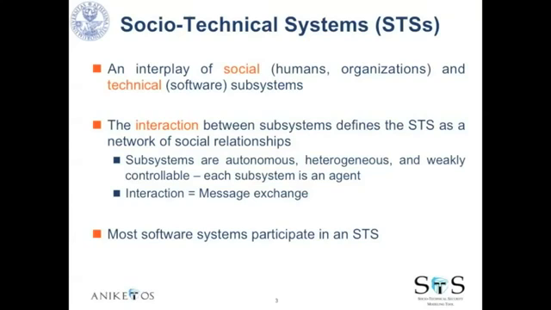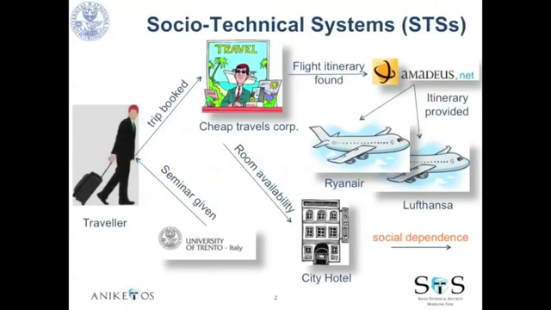But the problem is that in this kind of setting, the subsystems are actually autonomous. They're all independent and different and weakly controllable. So actually, when the traveler is interacting with the travel agency service, he doesn't really know what kind of flights it will get from it, if it will actually get the cheapest. So it might need to specify what it expects from this interaction.